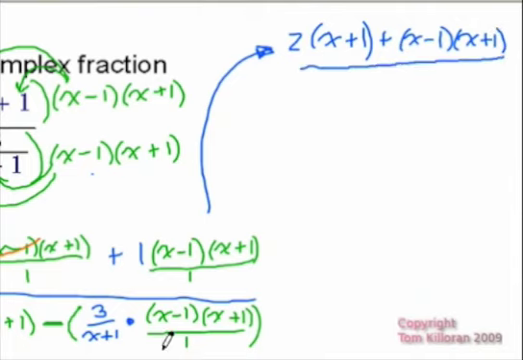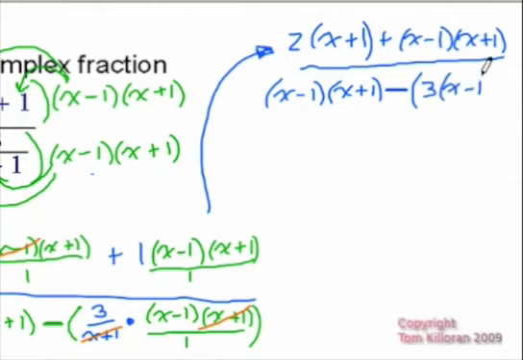Alright, this bottom part, we're going to just get 1 times x minus 1, x plus 1. So here we'll get x minus 1, x plus 1, minus, I'm going to put that parentheses in there. What's going to cancel here are the x plus 1's, 1 on the bottom, 1 on the top, and we're left with 3 times x minus 1.